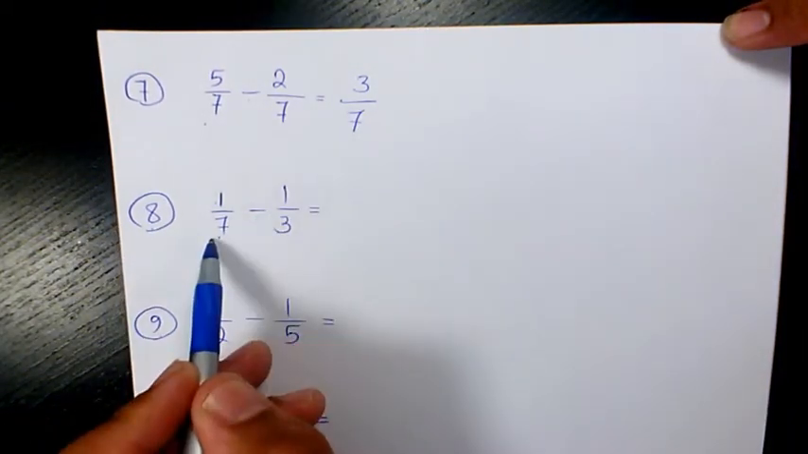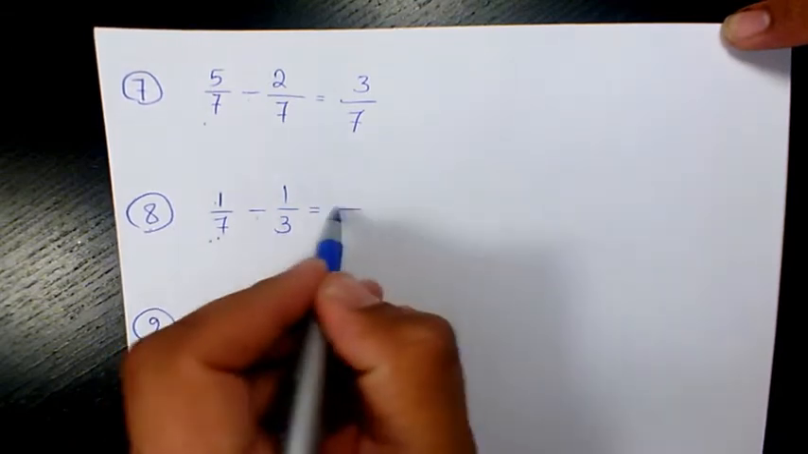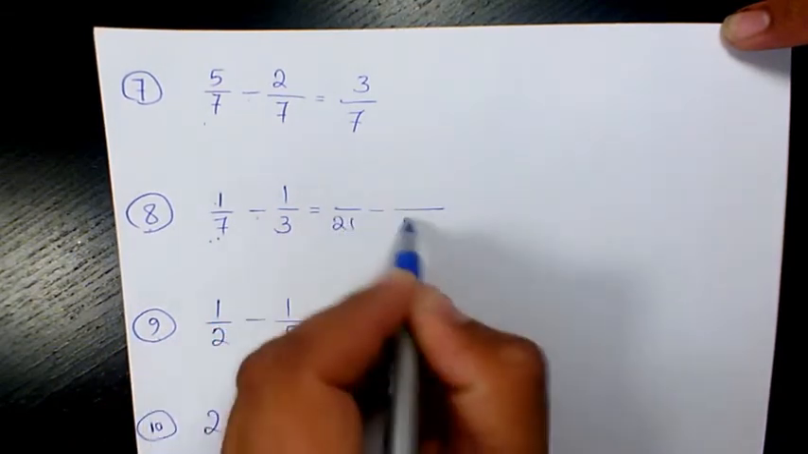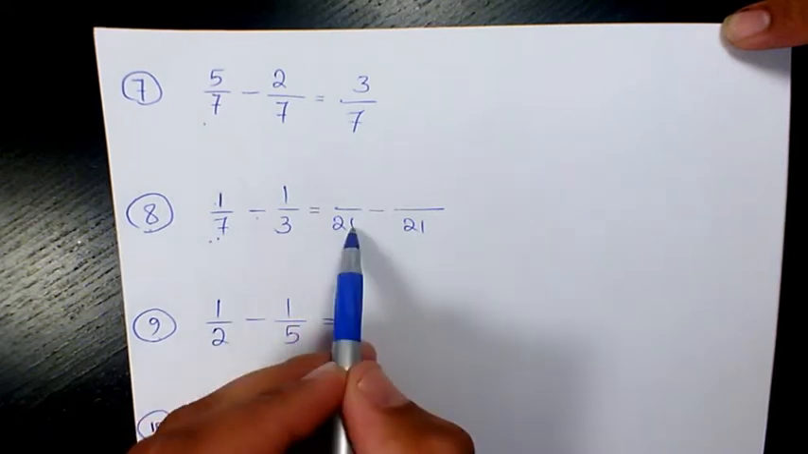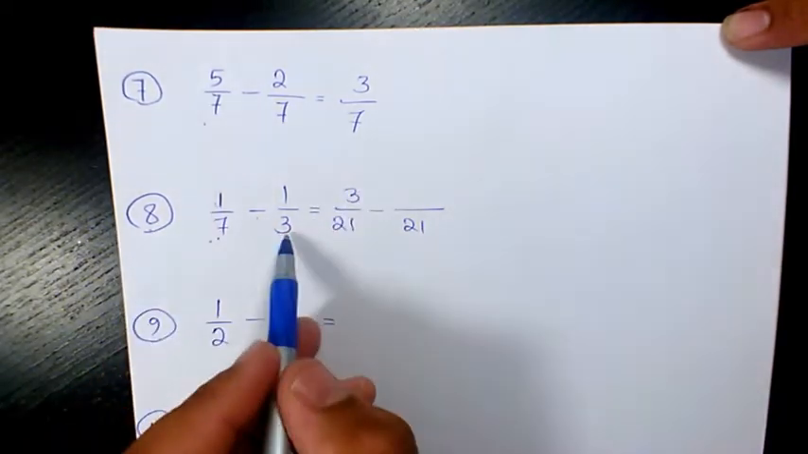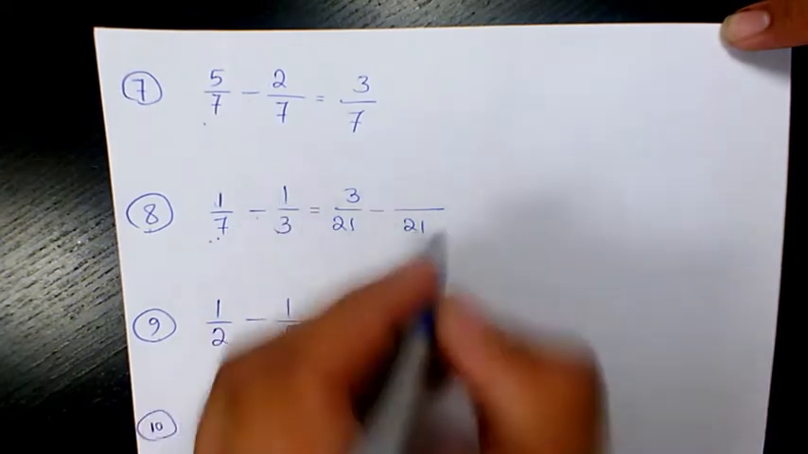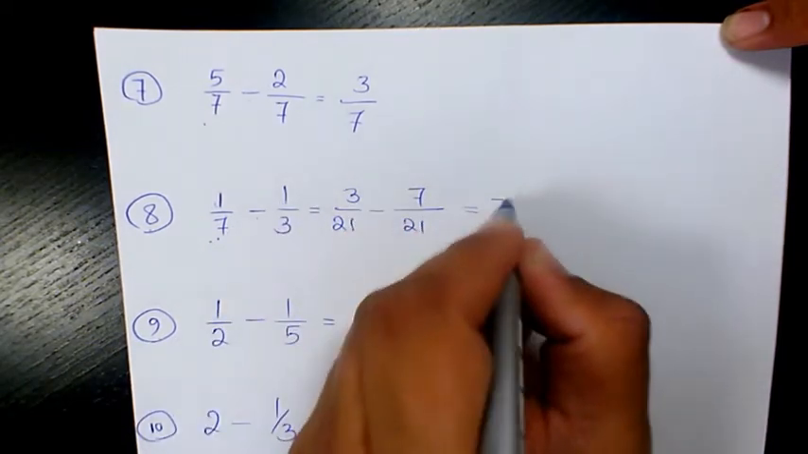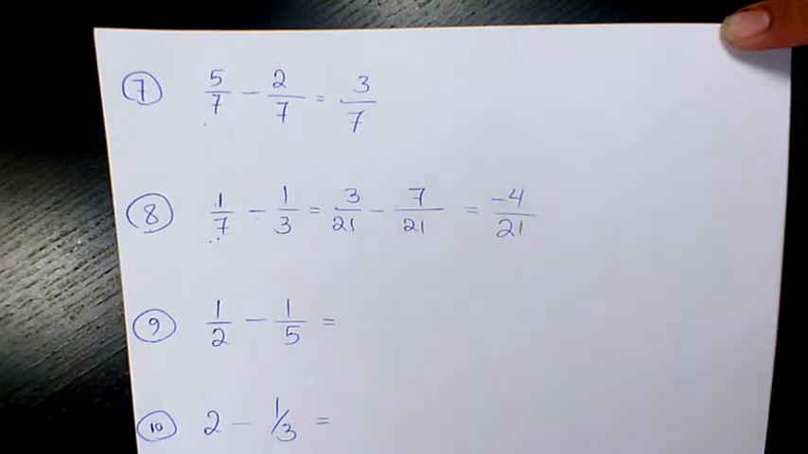1 over 7 minus 1 over 3. The LCM of these two is 21. So we write it for both of them. 7 times 3 becomes 21. So we'll multiply 1 by 3. Here, 3 times 7, 1 times 7. 3 minus 7 is going to be negative 4 over 21.